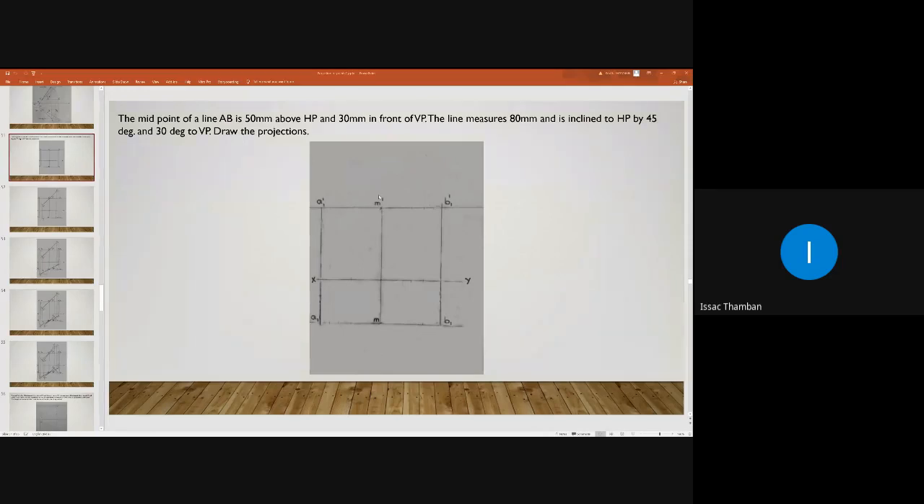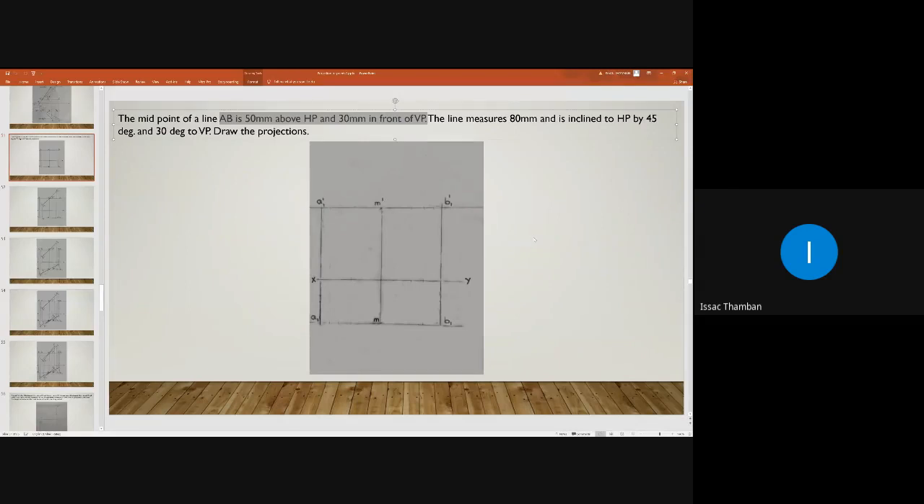Have you completed this? Have you drawn the XY line and drawn this vertical projector? Yes, sir. Then we have to mark the position of the midpoint. Here in the question it is given that the midpoint of line AB is 50 mm above SP and 30 mm in front of B. Let that point be small m.